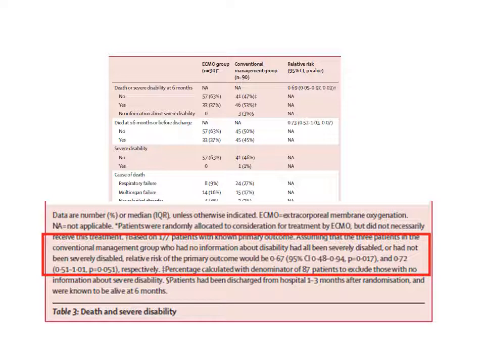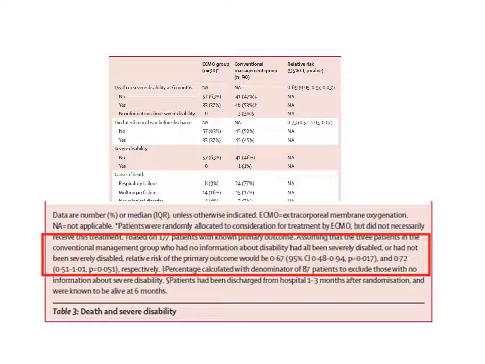But interestingly, if you look at the highlighted portion, if all of them were severely disabled, so the endpoint in this trial was death or severe disability, and those 3 patients, depending upon whether they got the outcome or not, had a potential to change the trial. Now, this is something that we are going to look at in another session.